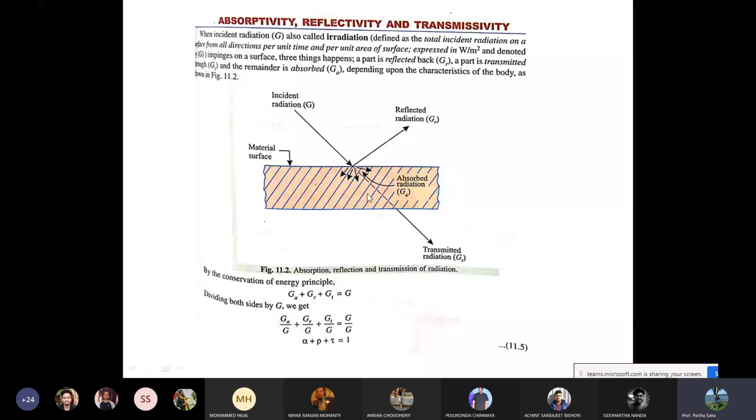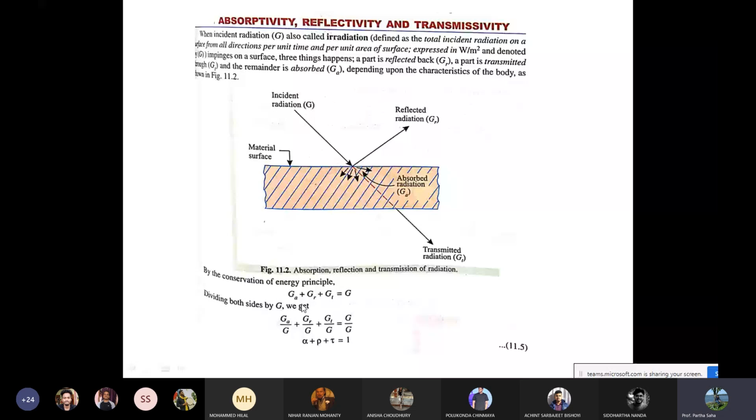Now, these three things are happening, and you can say that the total conservation of energy is established when these three phenomena happen altogether. So if you go by the law, due to the conservation of energy, the amount of energy absorbed, the amount of energy reflected, and the amount of energy transmitted will add up to the total amount of energy.